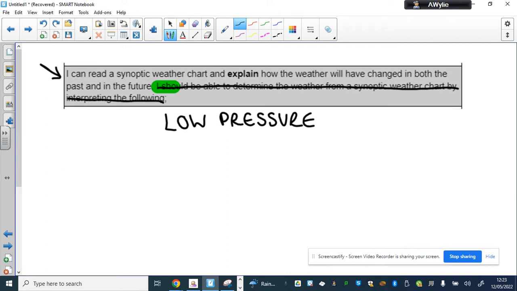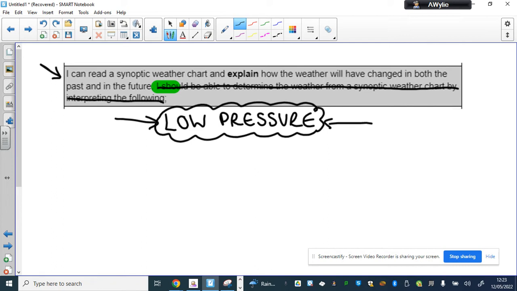But don't write it in the middle. I would suggest you write it at the top, and underneath it, we're going to focus on low pressure. So I would also write that down, maybe even put a bubble around it on your flashcard, and maybe even highlight it to make it stand out. So this is our low pressure flashcard.